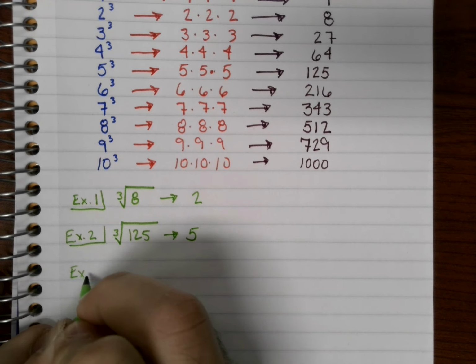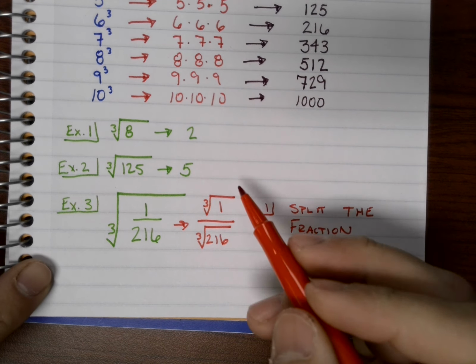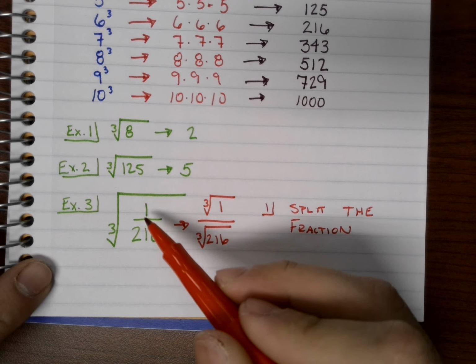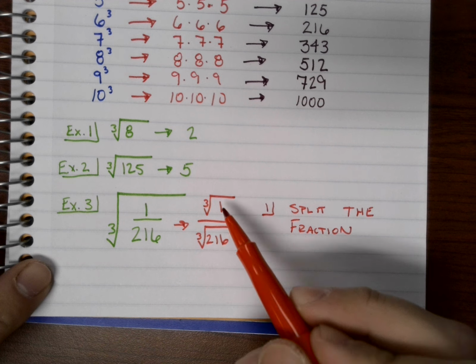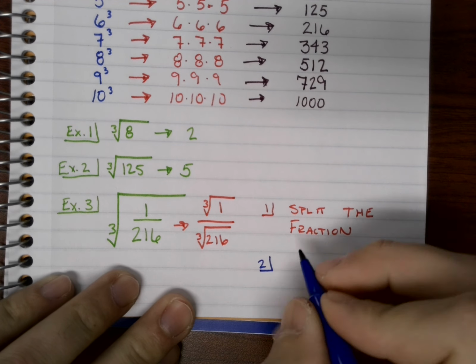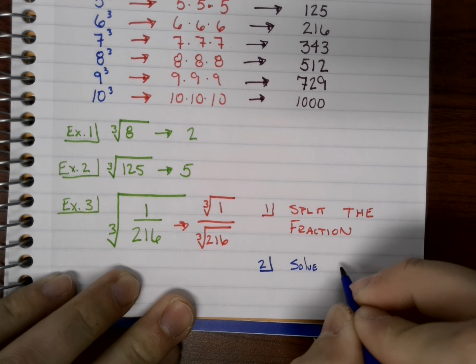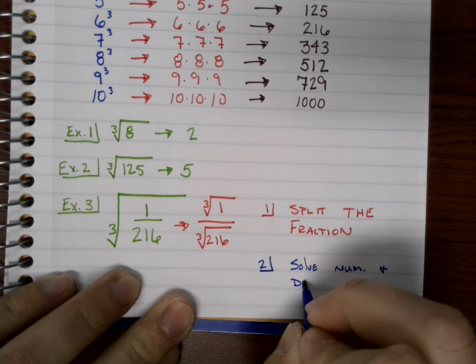So basically what this is asking is, okay, we can split this fraction up and it'll look like this. The cube root of 1 over the cube root of 216. Okay, we can split this because it's asking for the cube root of the numerator and the denominator. Okay, so we got to look inside to see, do we have perfect cubes? And then our second step here is to solve numerator, I'm going to abbreviate, and denominator.